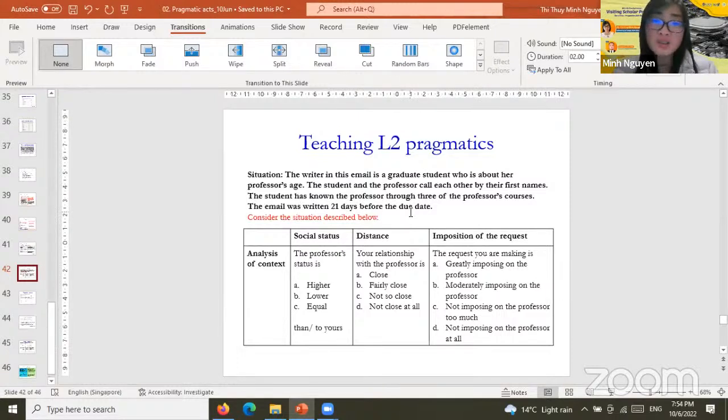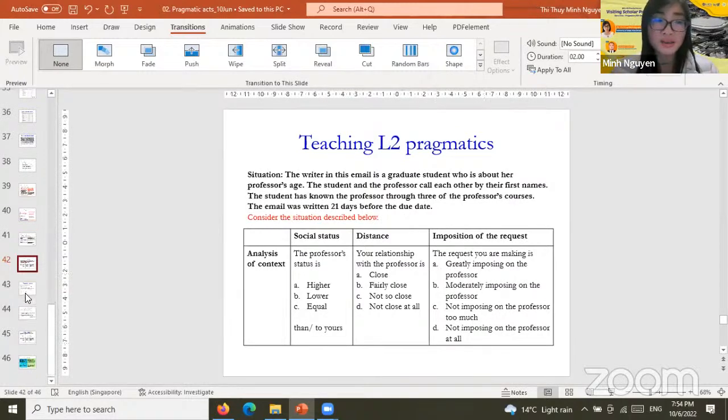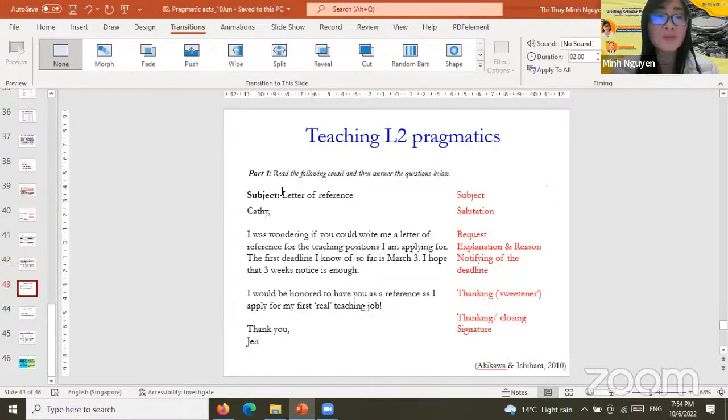So I would say moderately imposing rather than greatly imposing, right? So students have to analyze that kind of situation. And after that, they read a model letter with annotation. So subject, salutation, Kathy, request, explanation and reason, notifying the deadline, thanks, and closing and signature.